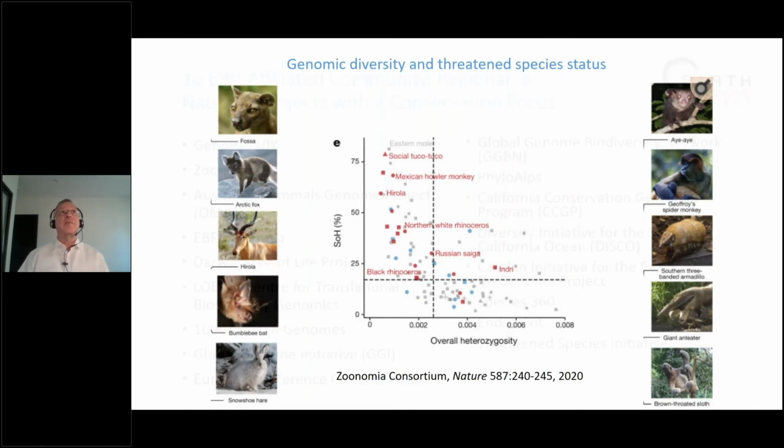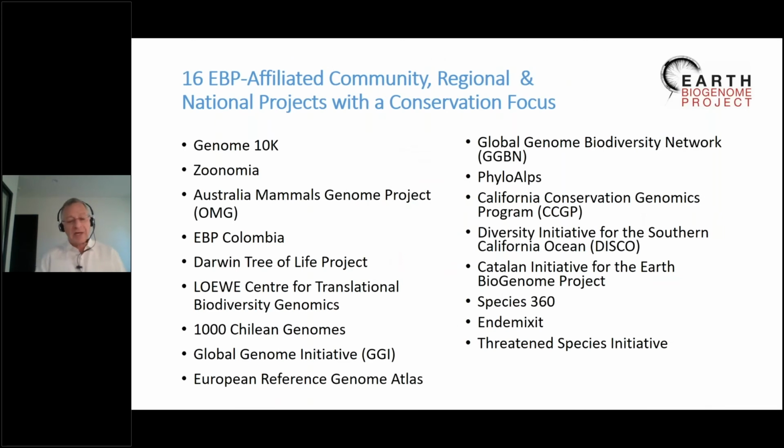Now, Zoonomia is just one of 16 EBP-affiliated community, regional, and national projects with a strong conservation focus. I'm not going to be discussing all of these projects today. I'm going to be talking about two of them, and giving you some details about the goals, objectives, and progress of two of these important projects.